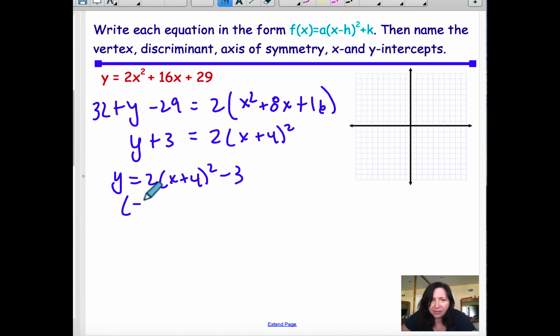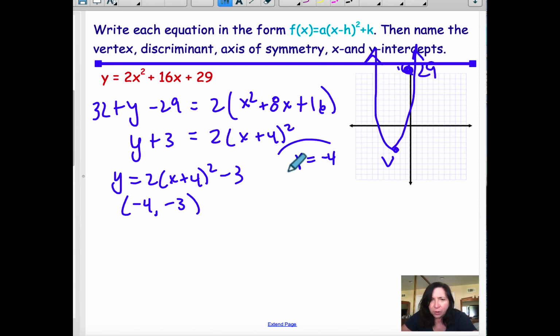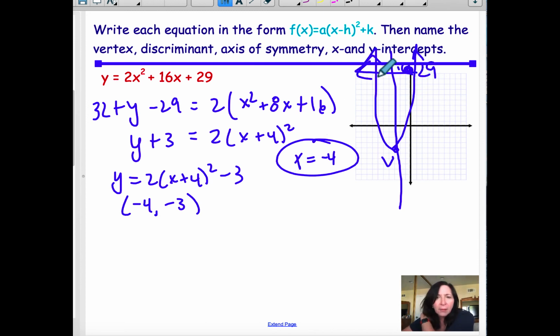My vertex is at negative 4, negative 3. There's your vertex. Your y-intercept is way up here at 29, which is fine. It looks something like that. My axis of symmetry is going to be x equals negative 4, that line that cuts right through the graph. My symmetric point would be negative 8, comma, 29.